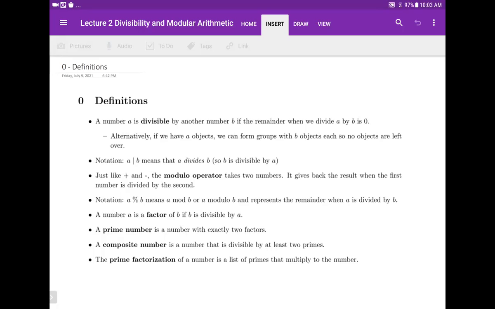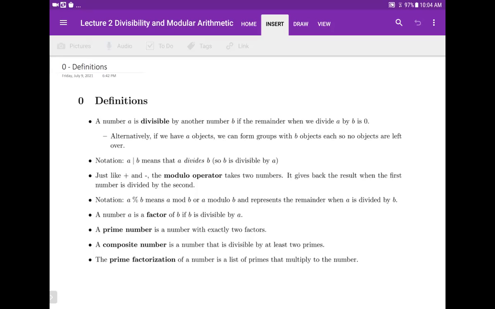Before we get started, I'd like to introduce some definitions that you should know. First, we say that a number A is divisible by another number B if the remainder when we divide A by B is 0. For example, 4 is divisible by 2 because when we divide 4 by 2, the remainder is 0.